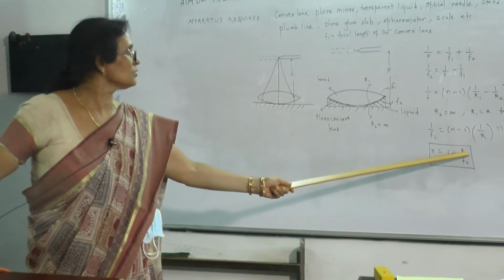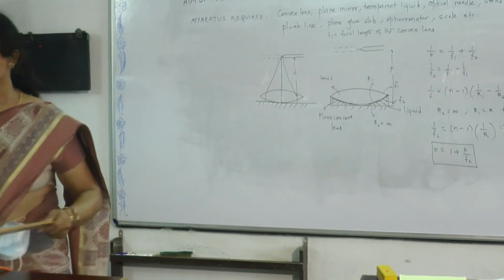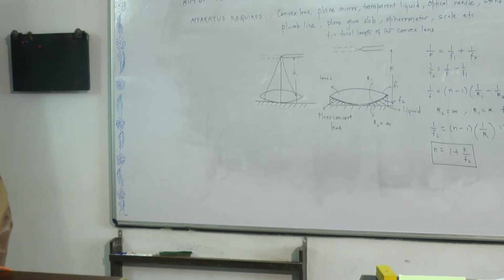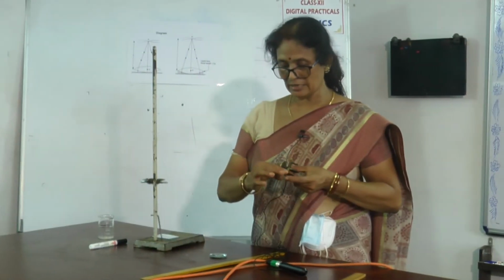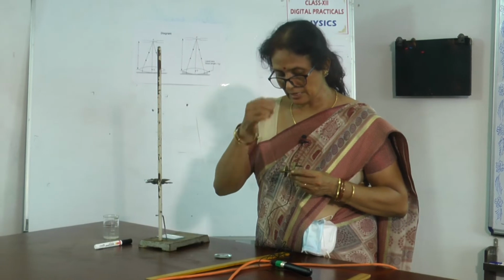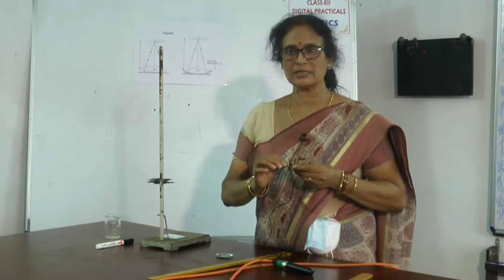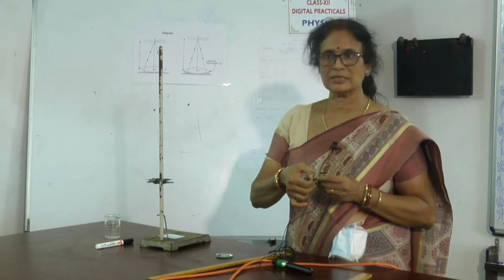Our aim is to find the radius of curvature, and that is to be found using a spherometer. The spherometer was already done in class 11. Just to remind you, there is a main scale, and on the main scale, 1 centimeter is divided into 10 subdivisions.